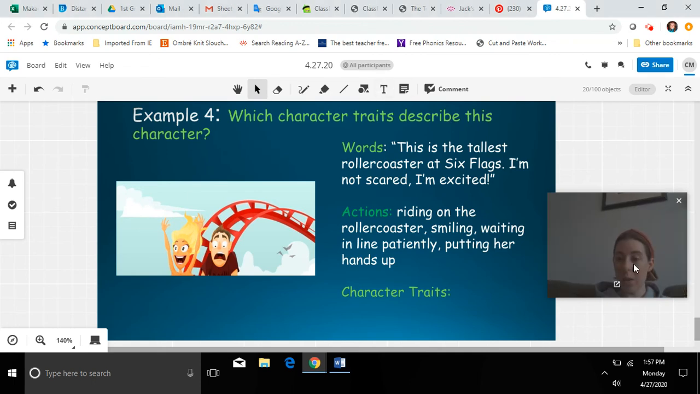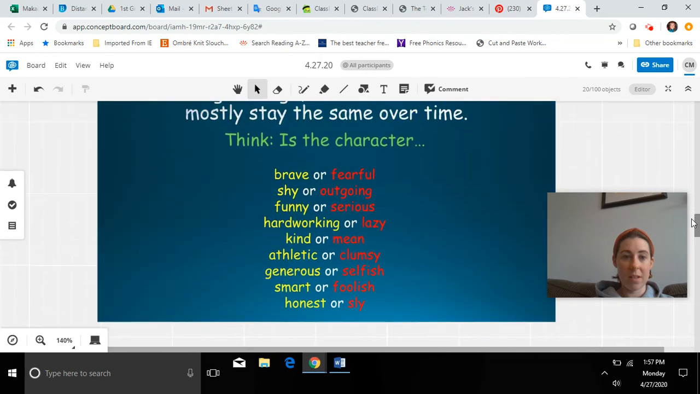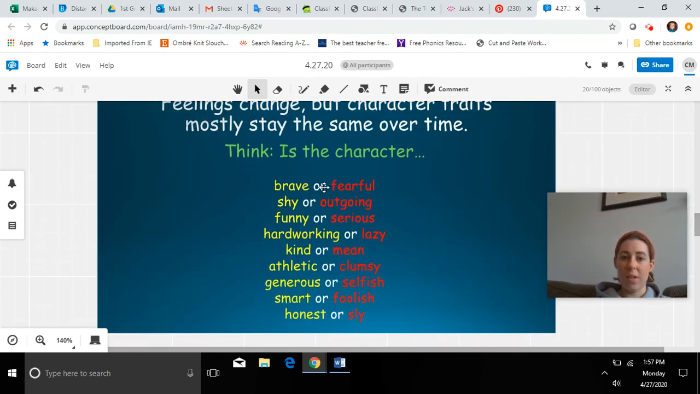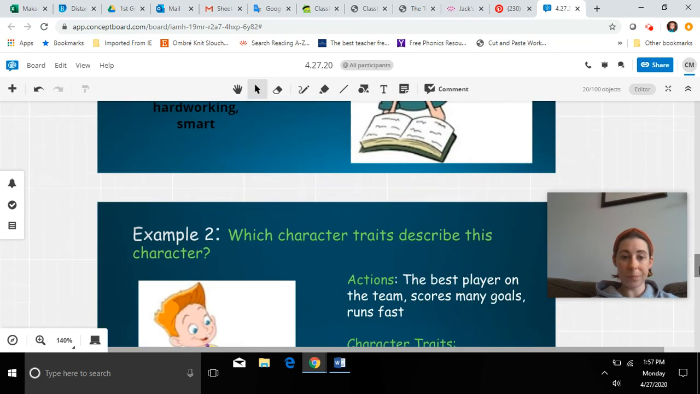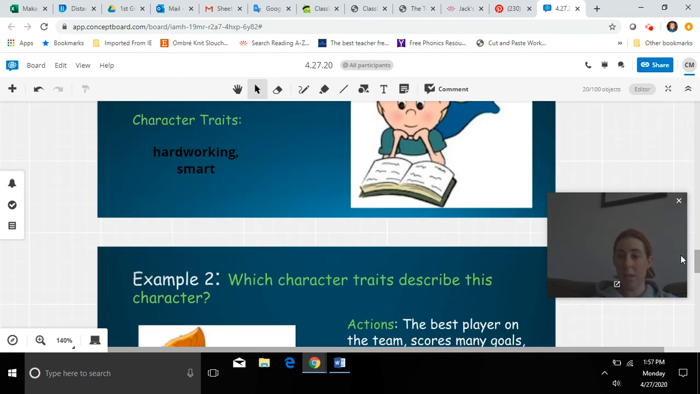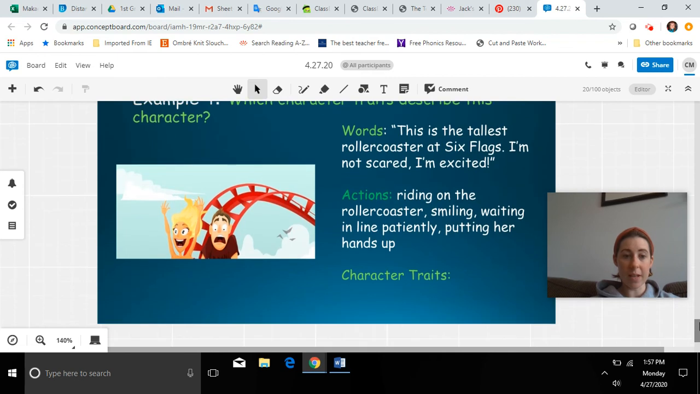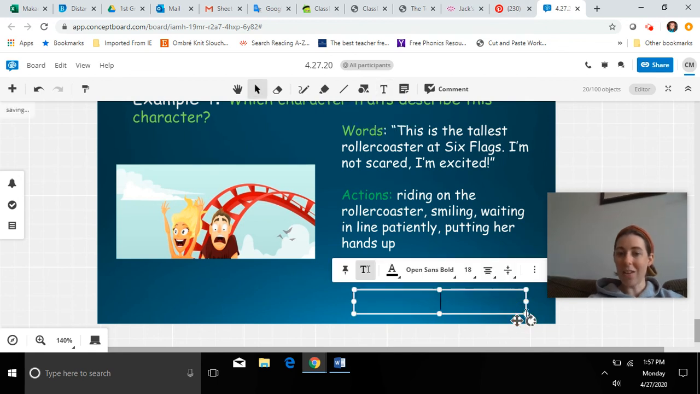What character trait could we use to describe the girl? Sometimes roller coasters might be scary because they go really fast and they're really tall. But the girl wasn't scared. She was not fearful. She was what? Brave. Very good. So we could call the girl, one of her character traits would be brave. Let's go back down here. And I'm going to add another one that wasn't on our list, but we also might say she's adventurous.